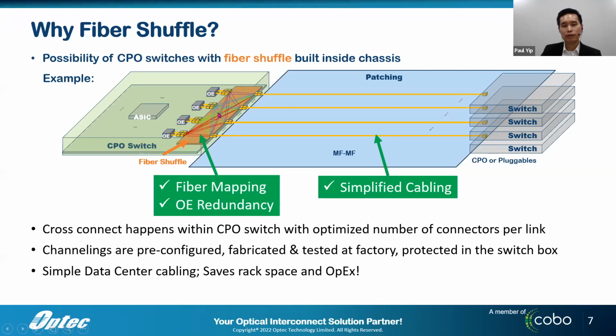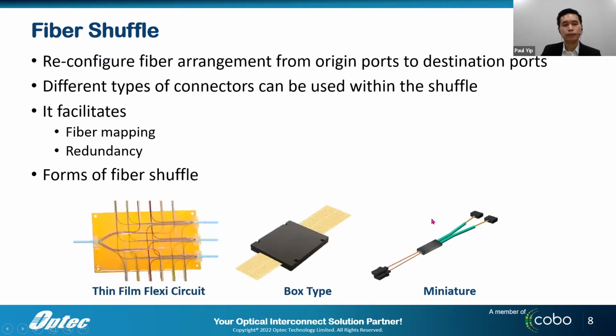All these channelings are pre-built or fabricated and tested at the factory. So you can just plug and play this kind of switch. Of course, we need to test or calibrate the whole network, but it makes life much simpler. It also saves OpEx, because managing the cabling consumes a lot of time as well.